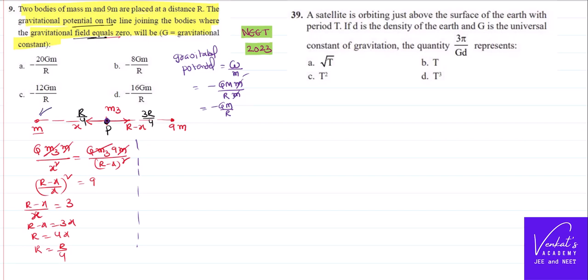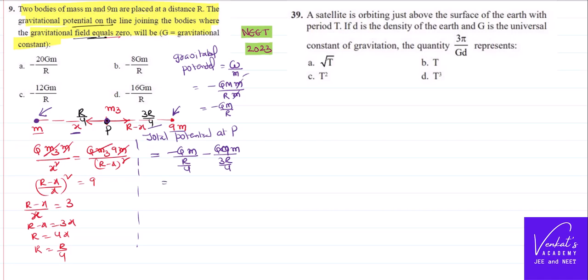Due to this m, there will be some gravitational potential. Due to this 9m, there will be some gravitational potential. Therefore, the total potential at P is, due to this m, minus Gm by r, that is x, that is r by 4, minus G times 9m by 3r by 4.